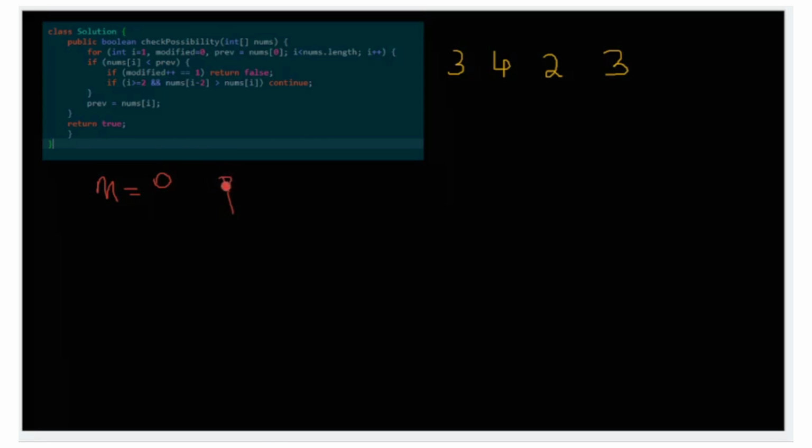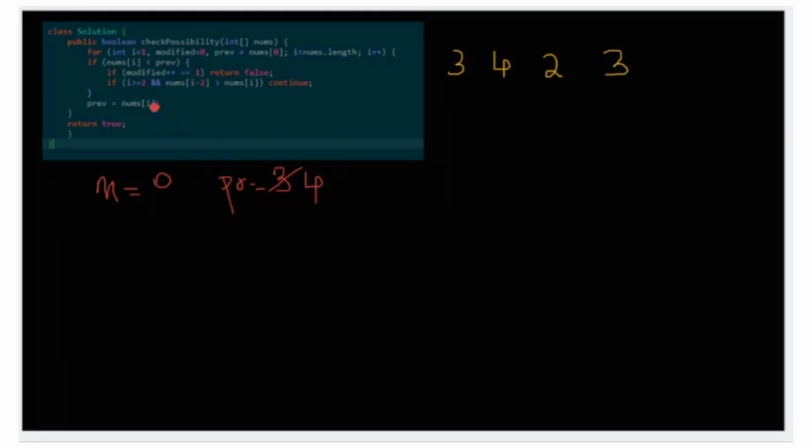Here the previous is nums[0] because we're beginning i with 1. So previous here would be 3. That's nums[0]. Now we are having a loop, nums[i] is 4. Is 4 less than 3? No. So the first if fails. So what we'll do, if nums[i] is not less than previous, that means it's fine, so we'll store previous as nums[i]. So this becomes 4 now.